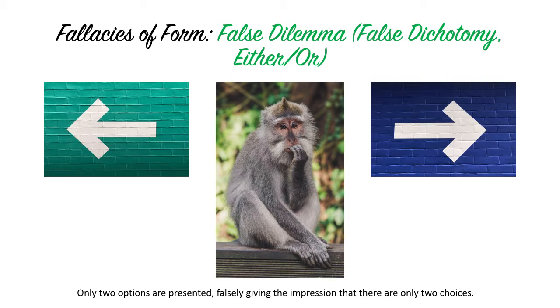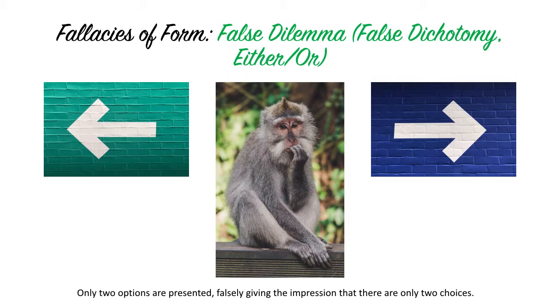Our next fallacy of form is called the false dilemma. Some people call it a false dichotomy or the either-or fallacy. Any of those is correct. Both the words dilemma and dichotomy indicate that there are two choices or things to be dealt with.